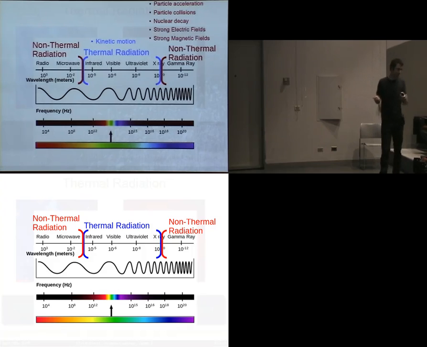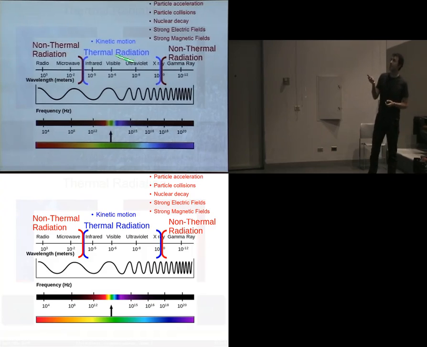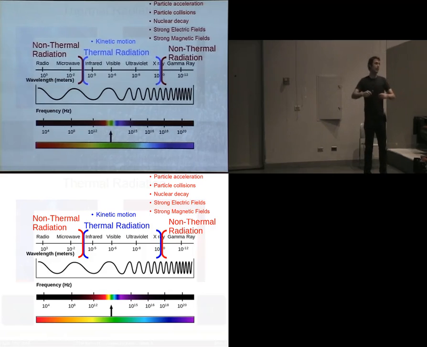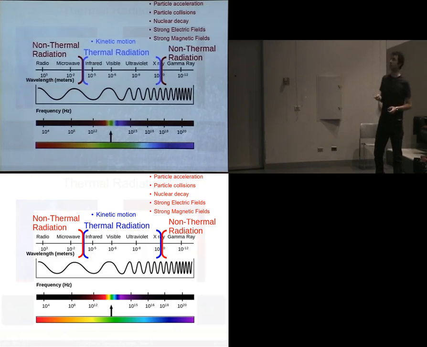For people who've had a chance to read the flyer, what I try to explain in the flyer is that thermal radiation comes from the kinetic motion of the atoms. The positively charged nuclei and the electrons are vibrating around because they're warm, and this wiggling emits photons, and that's thermal radiation. Non-thermal radiation, which is what comes from pulsars, comes from particle acceleration. And there are other ways to get non-thermal radiation, such as particle collisions and nuclear decay. Strong magnetic and strong electric fields all play a part in giving you the particle acceleration that's available.